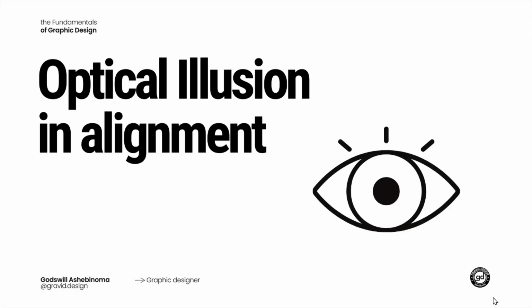So let's talk about optical illusion in alignment, because sometimes the machine that you're using, the computer, is going to tell you something is aligned, but you can tell that it is not aligned. This is where the computer can get it wrong, but your eye just tells you the right thing to do. This is where you have to trust your eye and not the machine that you're using.